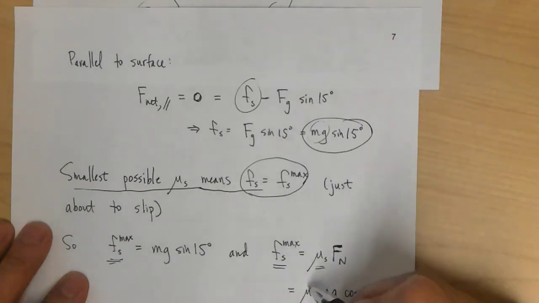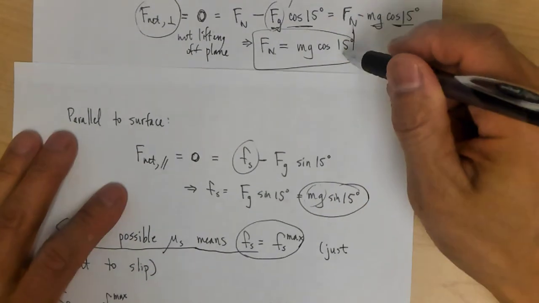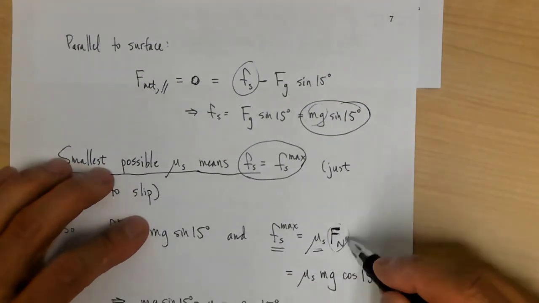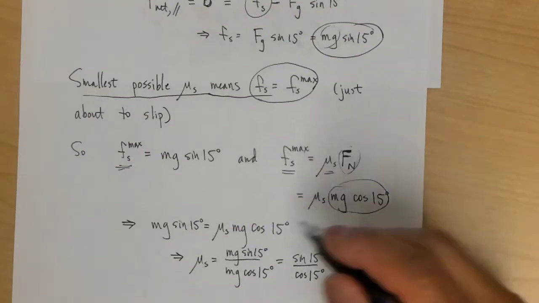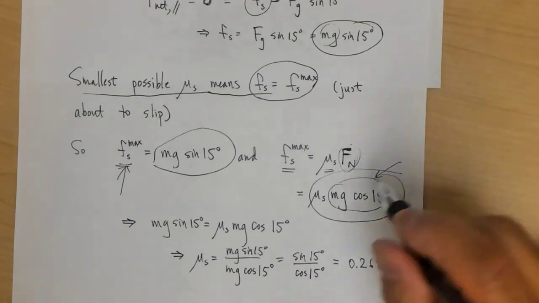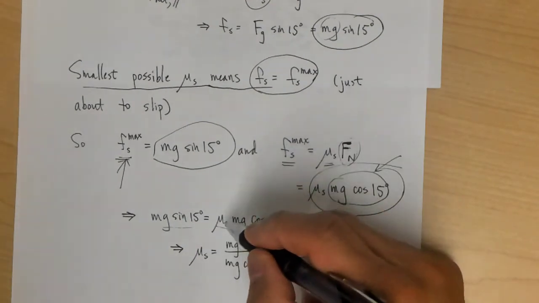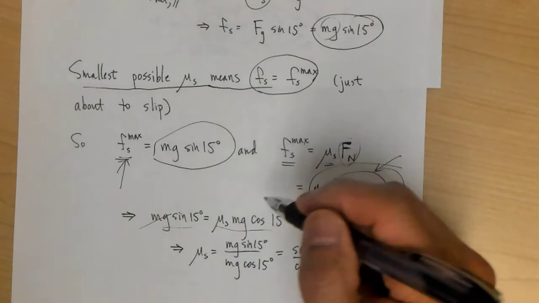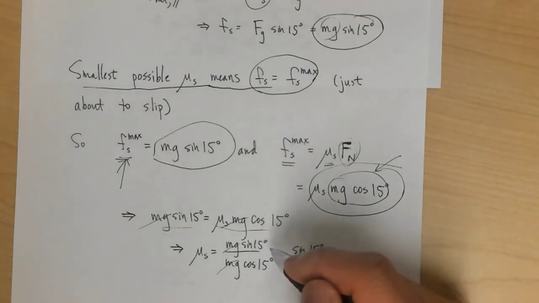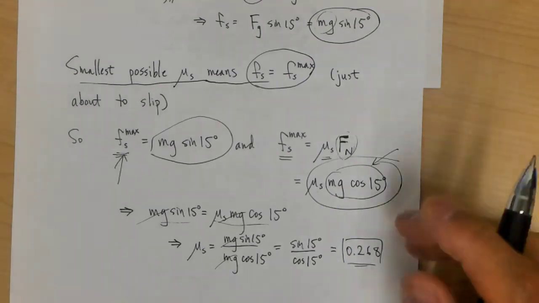That's nice because we want to solve for µs. Fn we've solved for up here, mg cosine of 15. So we get µs times mg cosine of 15. Now we have this equation for Fs maximum and this equation for Fs maximum. We set them equal to each other. mg sine of 15 is equal to µs mg cosine of 15. The mg's will cancel out. So I get µs equal to sine of 15 over cosine of 15, or the tangent of 15. And it comes out to 0.268.